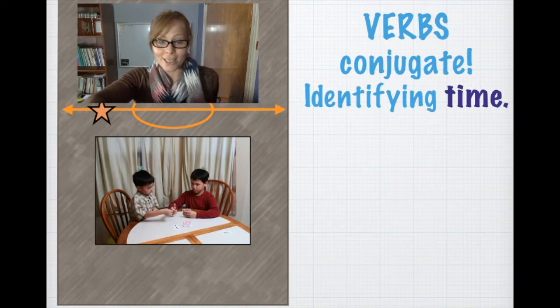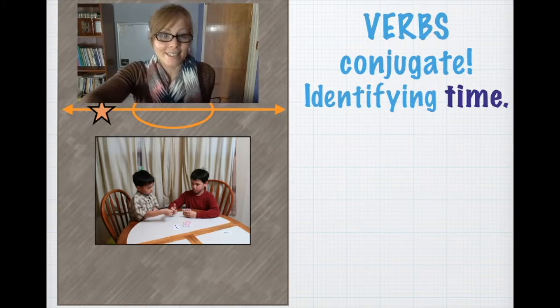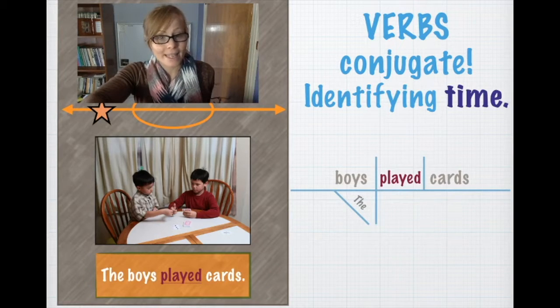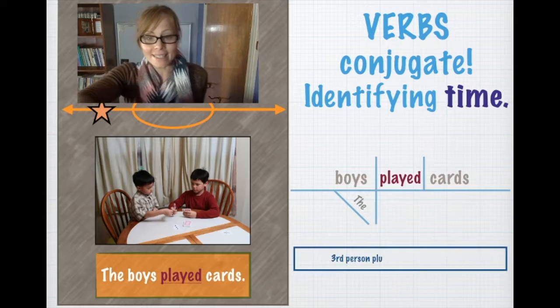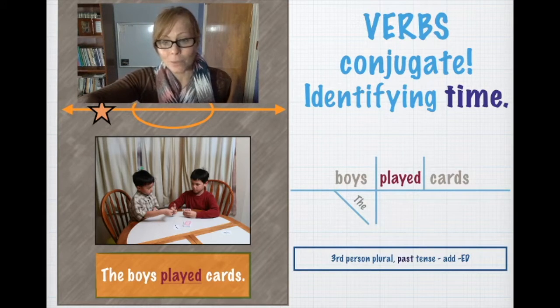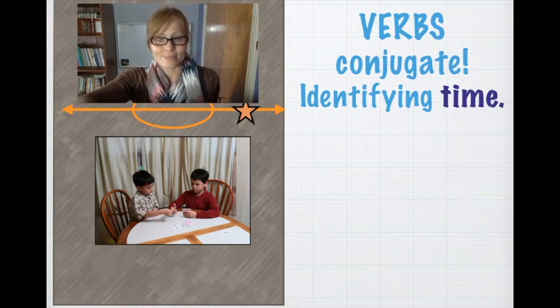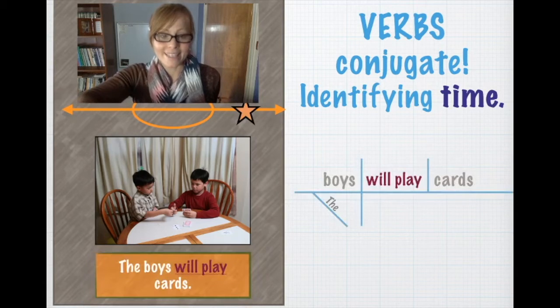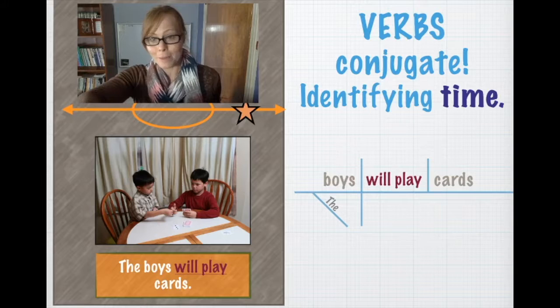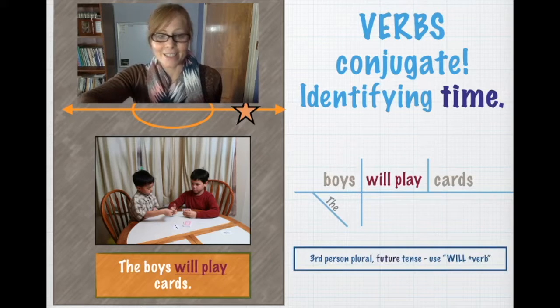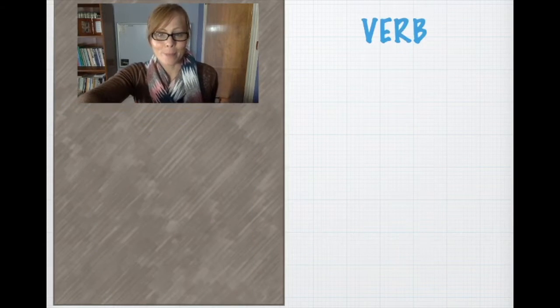Verbs also conjugate to identify time, like in this sentence. The boys played cards. The ED shows us that it was past tense. Or in the sentence, the boys will play cards, the verb phrase will play indicates the future tense.